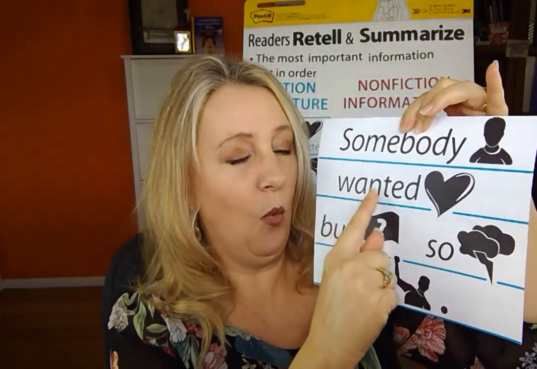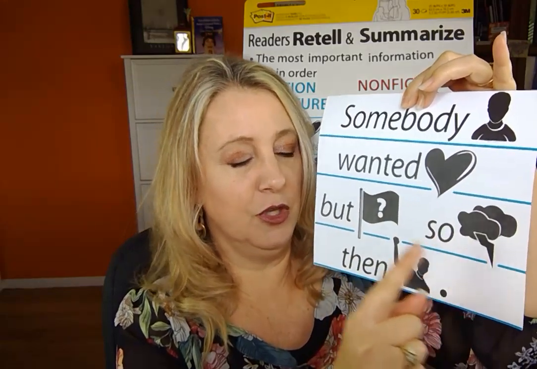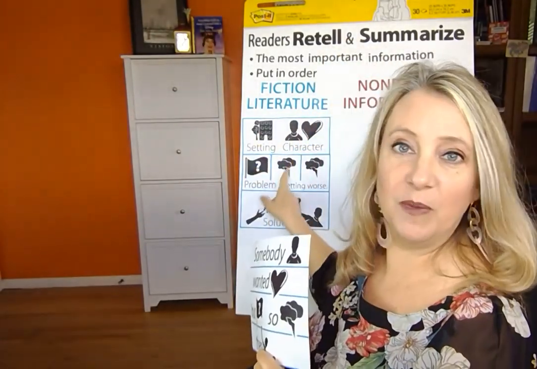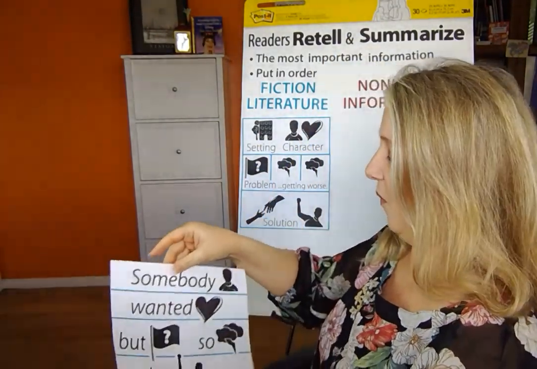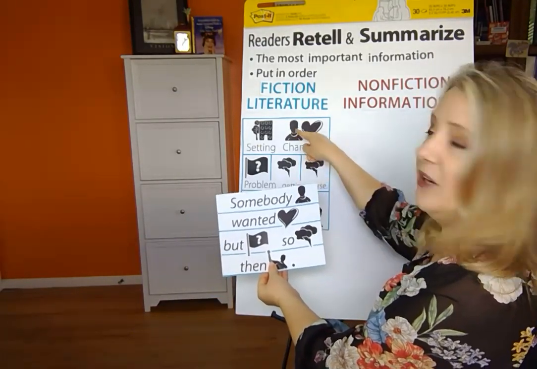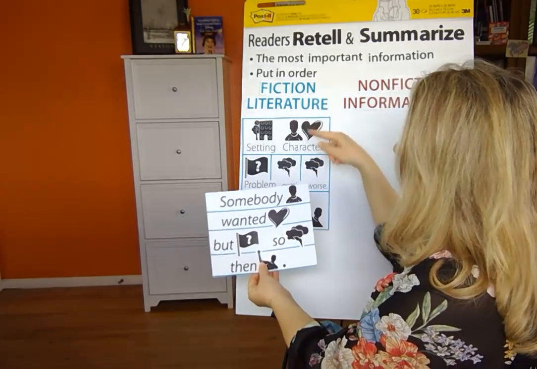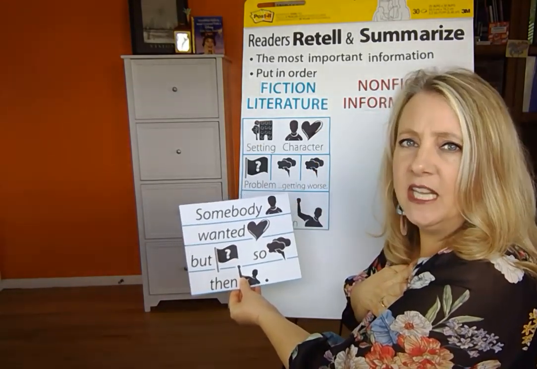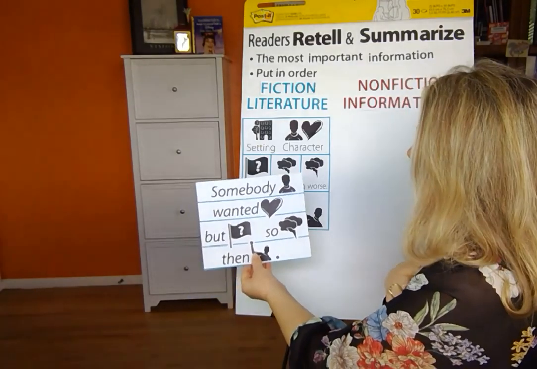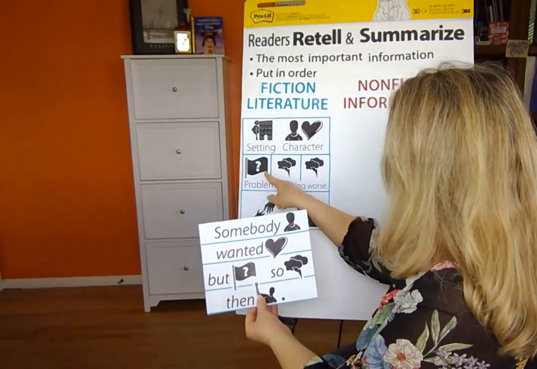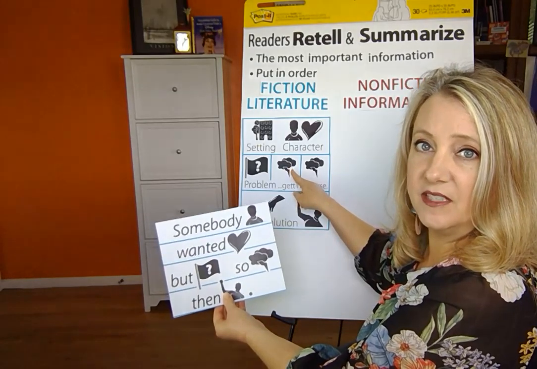Somebody wanted, but so then. Those are the 5 words. That's it. They're pretty easy, don't you think? And look, the icons already match what you've been learning about, right? So the somebody is the character. That's who that is. You're already collecting that information. And then the character wanted something, right? He wished for it. He wanted it. It was his motivation. But something stood in the way. That was our big flag. But there was a problem. So they did something else.